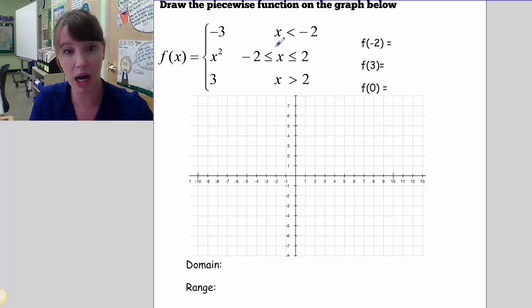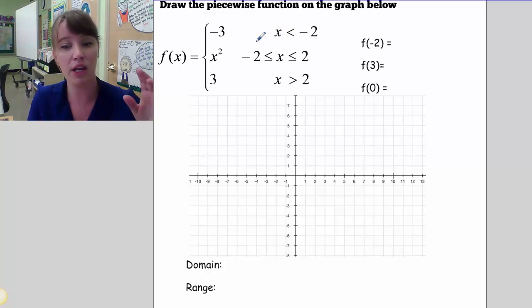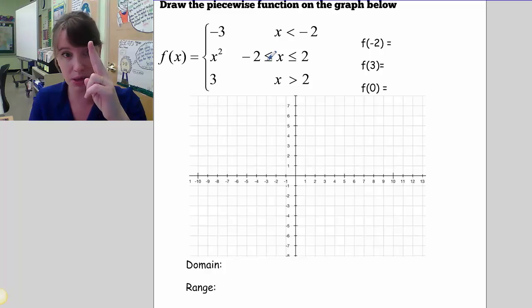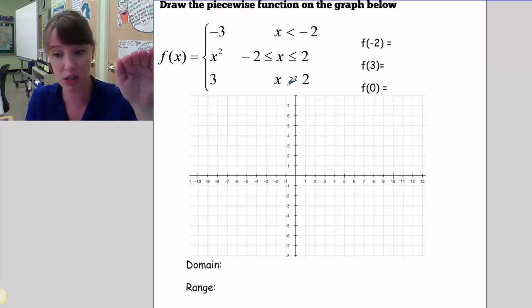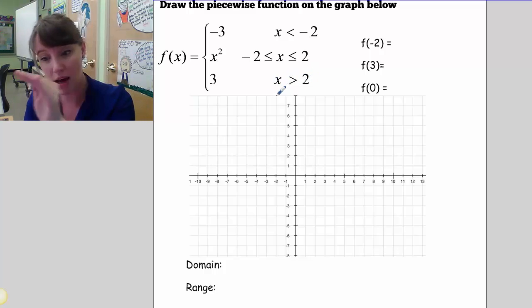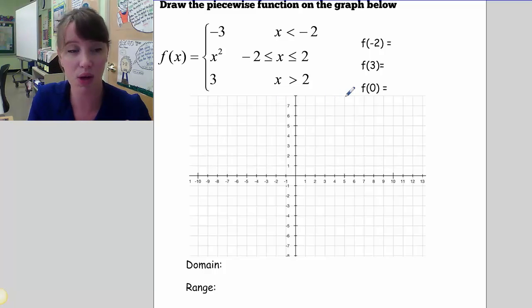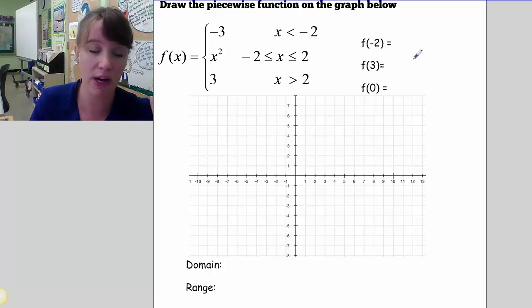It's a horizontal line up to the input value of -2. Then it jumps to a quadratic equation, a parabola, between the values of -2 and 2, and then it jumps back into a horizontal line. So it's like a horizontal line, a quadratic parabola, and then another horizontal line. Okay, so let's figure out the output for different input values.